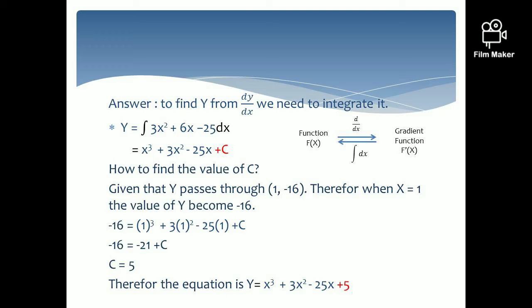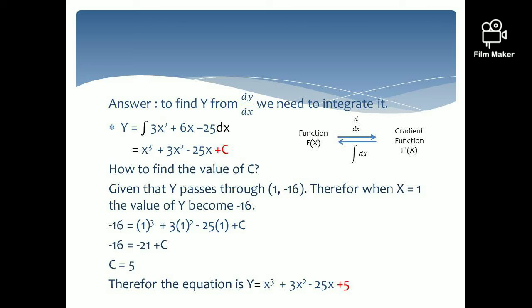From the previous theory, we know that if you want to find y, the main equation, from dy by dx, the gradient equation, we need to integrate it. If you get a function f(x) or y and differentiate it, you get dy by dx, the gradient function. The opposite operation of differentiation is integration. Then if you integrate the gradient function dy by dx, you receive the original function y. Therefore, let's try to integrate 3x squared plus 6x minus 25 dx.